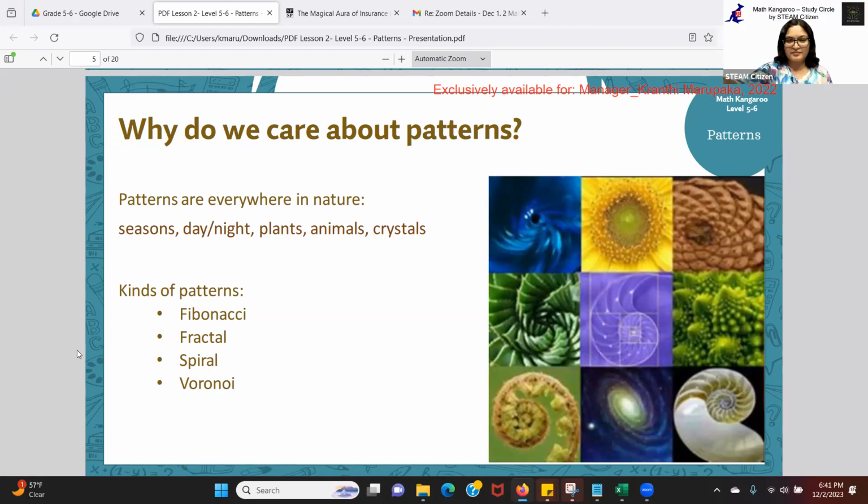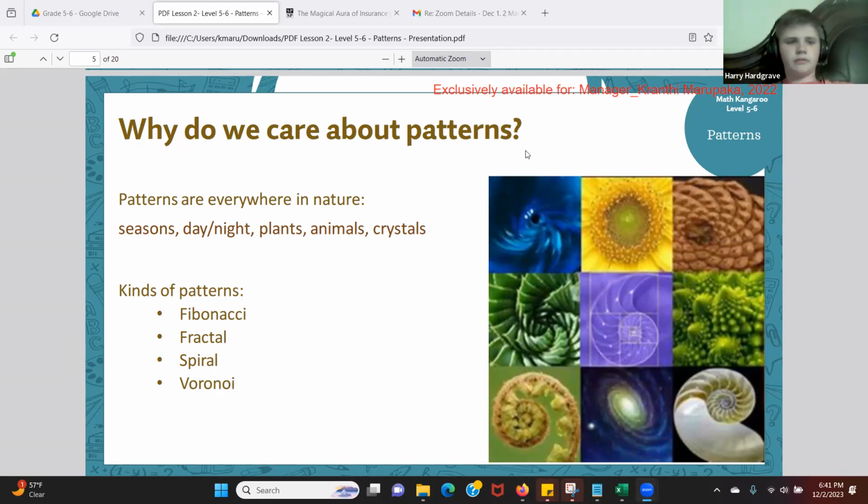Just like know how to identify them. Fibonacci. Go ahead, Harry. So I'm gonna fill in the other two, since no one seems to know them.